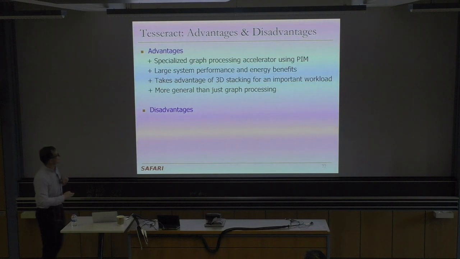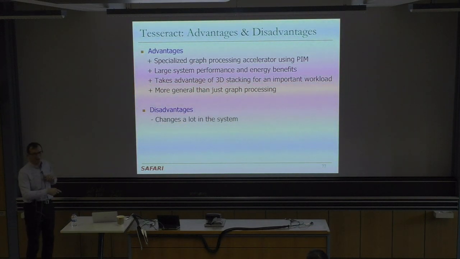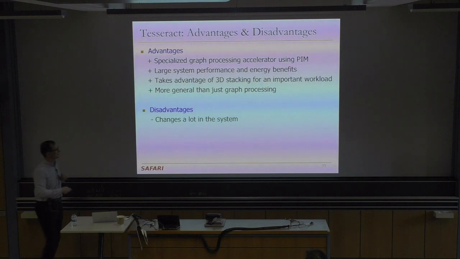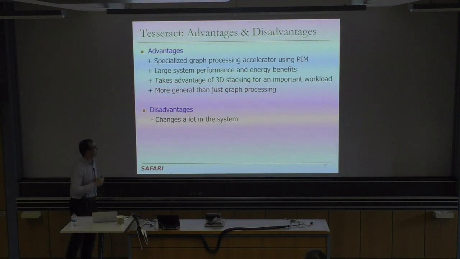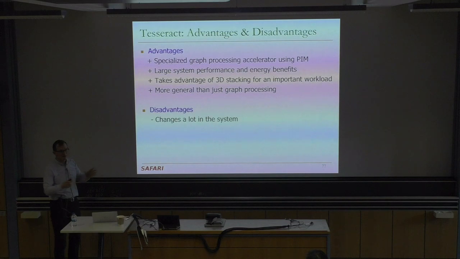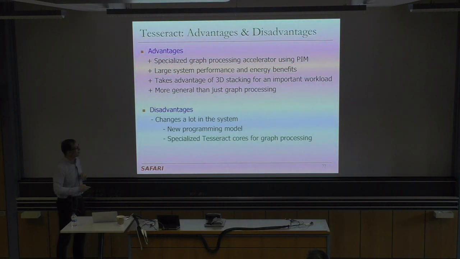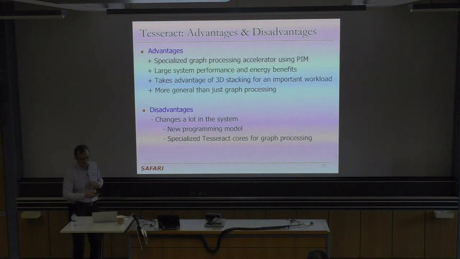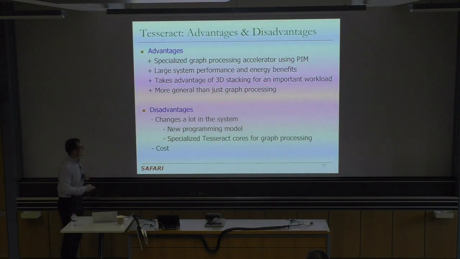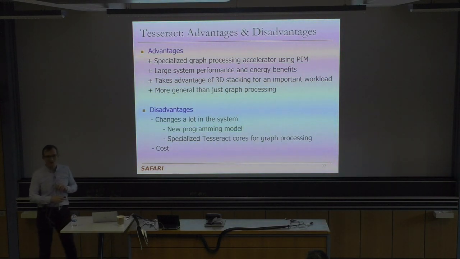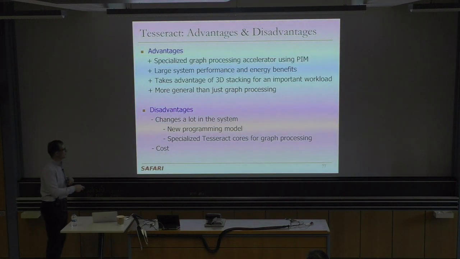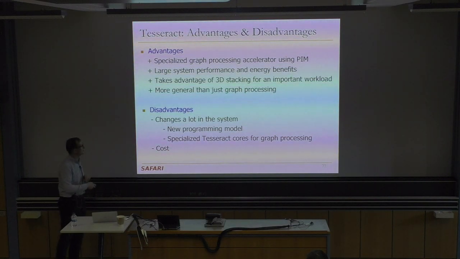But clearly there are disadvantages. Basically, you change a lot in the system to get these benefits. So you need to really redesign the entire system. And actually the paper is really not enough in explaining all of the things that we've done in terms of changing the system. You get a new programming model. You get specialized Tesseract cores for processing. And also there's a huge cost associated with it, right? Whenever you redesign the entire system, there's a cost associated with it. All of those interconnects that you build internally inside the chip, they also lead to cost. So these are all adoption issues, clearly.